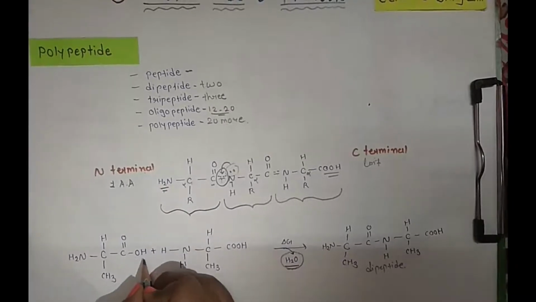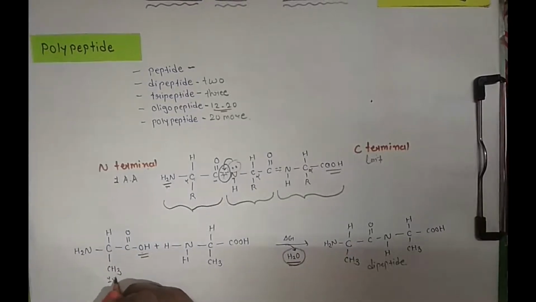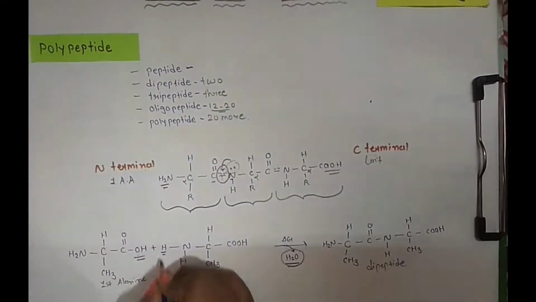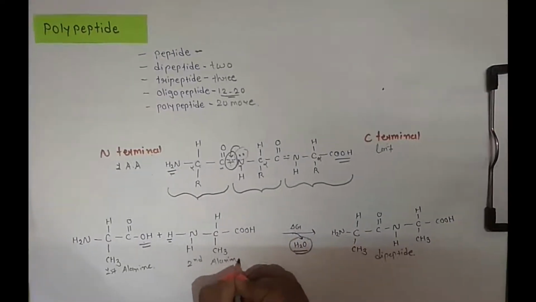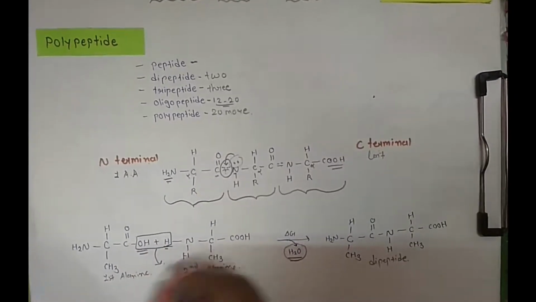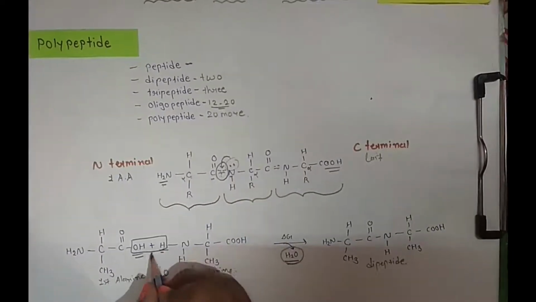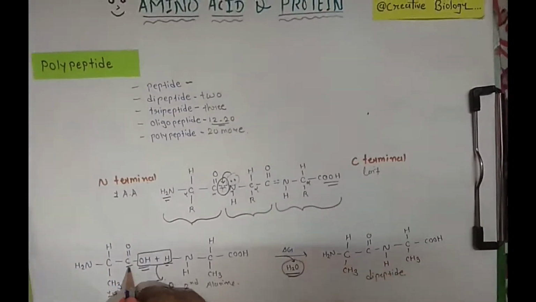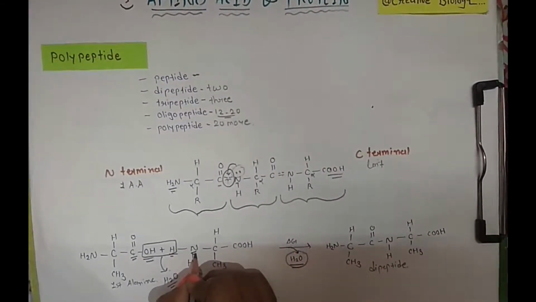Here the OH group of the COOH of the first alanine will react with a hydrogen atom of the second alanine. So those two will be removed as H2O, or water molecule. As you can see, the bond will form between this carbonyl carbon and the nitrogen of the amino group of the second amino acid, right?